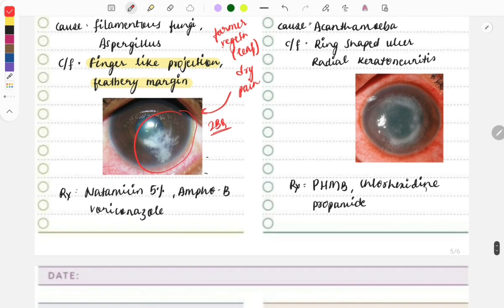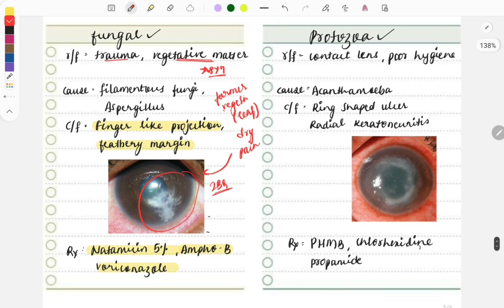How do you treat this patient? We will be using natamycin 5%, amphotericin B or voriconazole. These are all antifungal drugs, and we will usually be treating the patient with antifungal drugs.